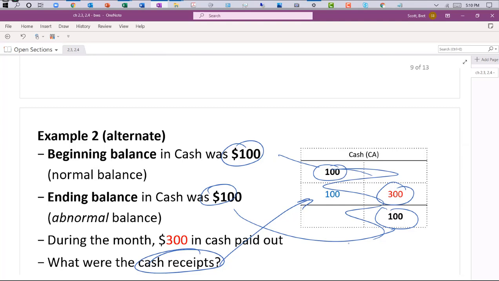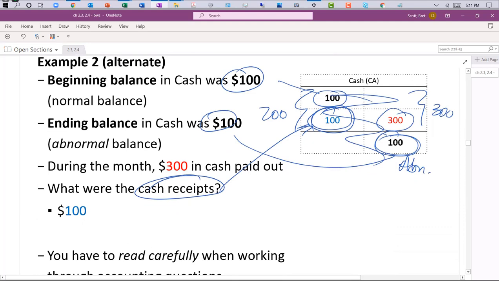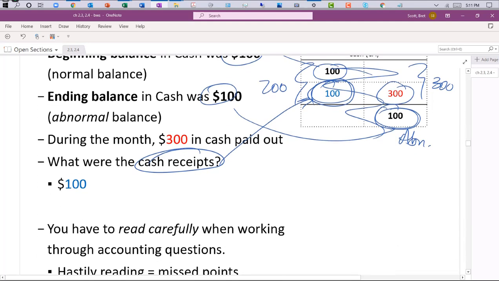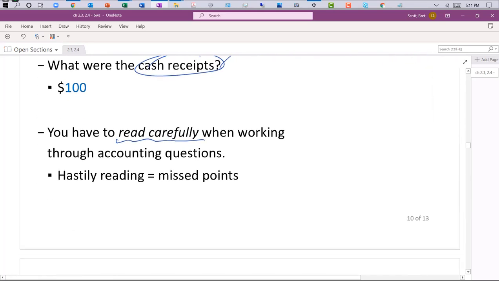on exam questions. Here, if you do the algebra, you'll figure out I need a $100 amount on the left-hand side. 200 is the total debits, 300 is the total credits. Therefore, this $100 credit balance, that makes sense. It is abnormal. We'll figure that out later, but more importantly, the transactions and the account balance are correctly calculated. Make sure that you read carefully when working through problems. Working hastily means missed points.